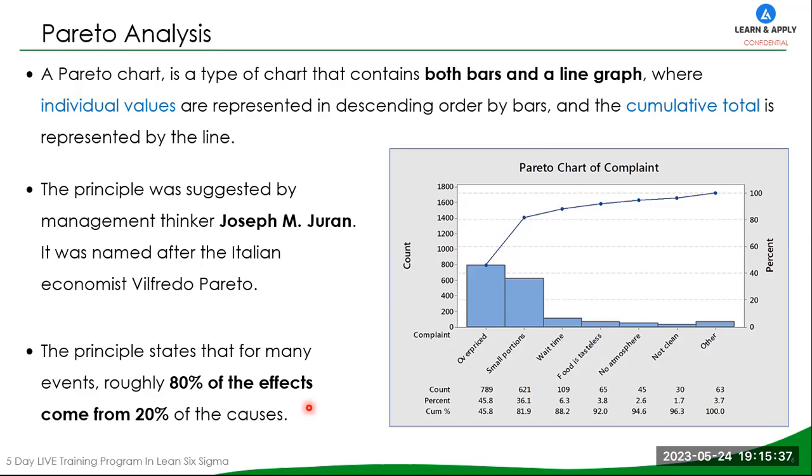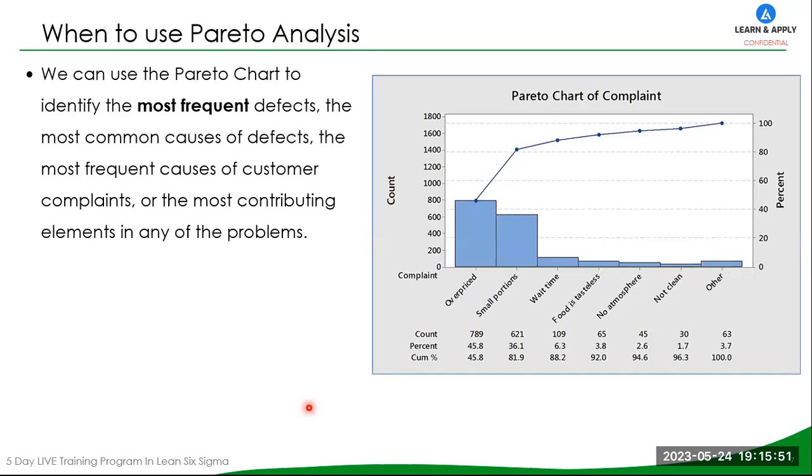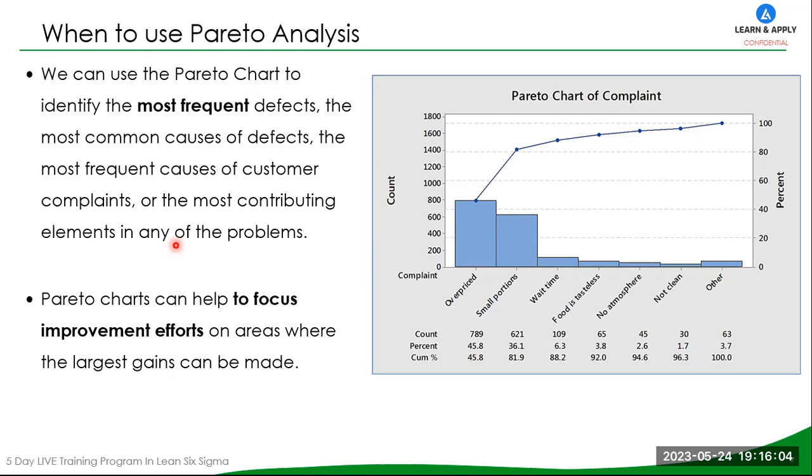As I already told, it will not always be 80-20. In some cases it can be 70-30 or something around that. But the logic is we need to focus on the elements which have more impact on our causes. We can use a Pareto chart to identify the most frequent defects, the most common causes of defects, the most frequent causes of customer complaints, the most contributing elements in any problem, right? So when we identify the major contributors, we use this Pareto chart. The Pareto chart helps us focus improvement efforts on areas where the largest gains can be made. That's why it is called the 80-20 principle.